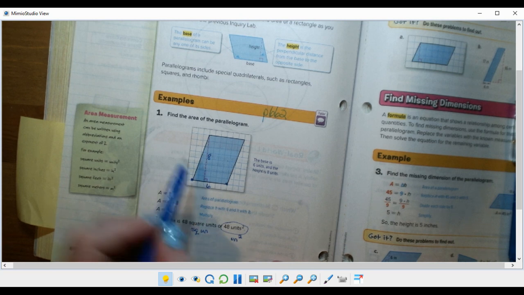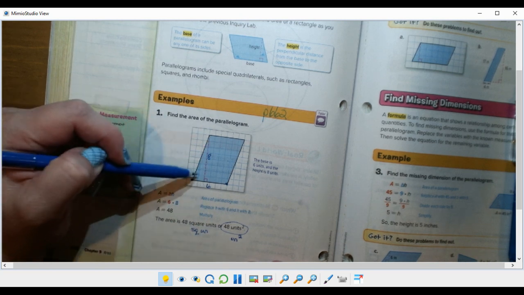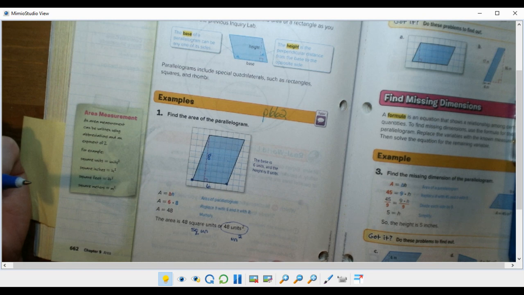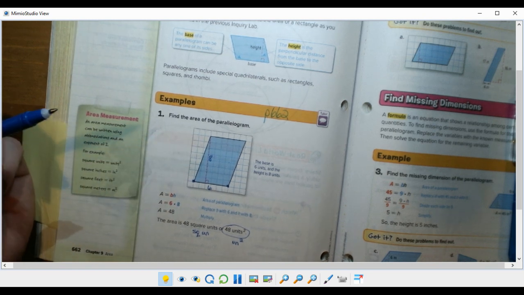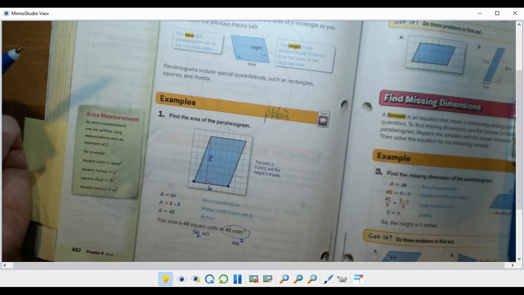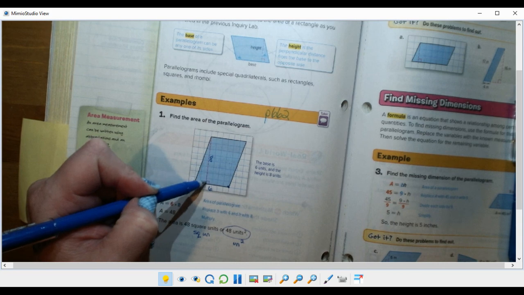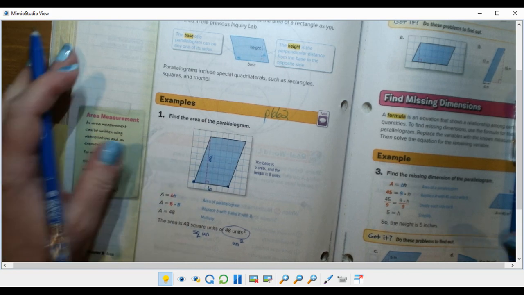That means that if I was to chop this off and slide the triangle over, it would take me 48 squares to cover that parallelogram. And that's what area is measuring, how much it takes to cover the shape. Notice too that our base and height are perpendicular. That's another clue.